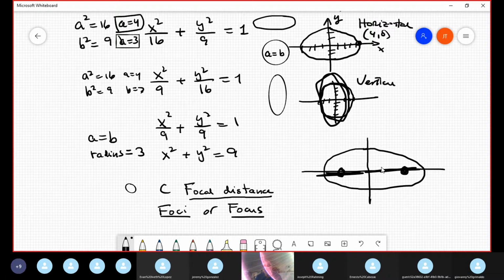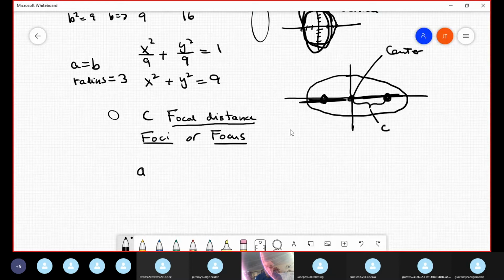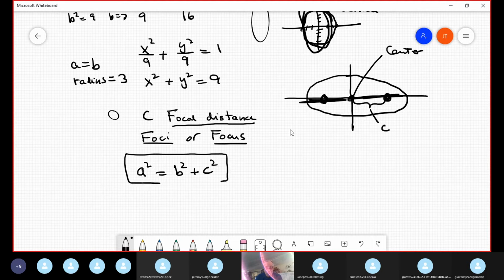And the focus is always inside the ellipse. A focus outside is impossible. And the distance from the center, this is the center, no? The distance from the center to the focus is C, which is the focal distance. So what is the mathematical relationship between A, B, C? Well, it's obvious that A is the big guy. A squared is equal to B squared plus C squared. It looks like Pythagoras, but it's not Pythagoras. It's a specific relationship between the parameters of the ellipse, A, B, C.